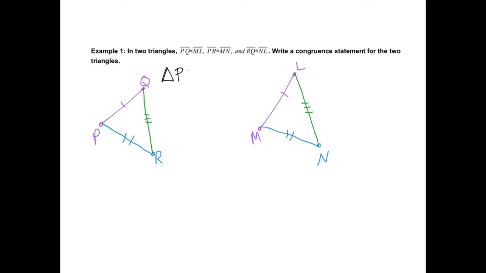So if I say triangle PQR is congruent to triangle, then we have to follow it. So P to Q is the first congruence with the one tick mark. So that means we have to go ML. So PQR, MLN. The only thing that you have to be extra careful of is to make sure that your order matters.